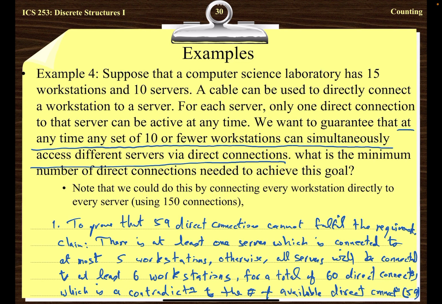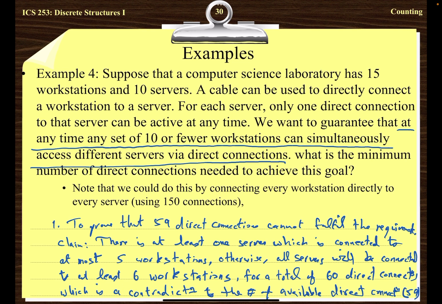Let's repeat. One server is connected to at most 5 workstations, right? That means the rest of the workstations, how many? 10. 15 minus 5 equals 10. The remaining 10 workstations, how many servers are available to them? 9. And using a simple pigeonhole principle, I cannot serve those 10 workstations simultaneously. I have 9, and each server can serve only one workstation at a time.